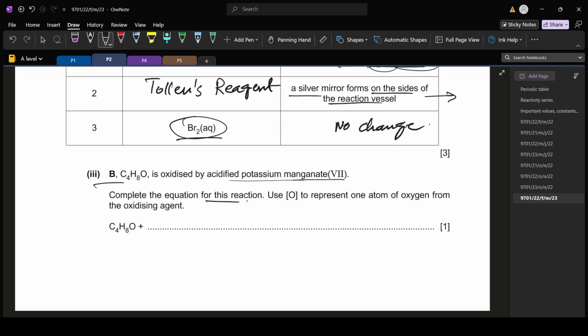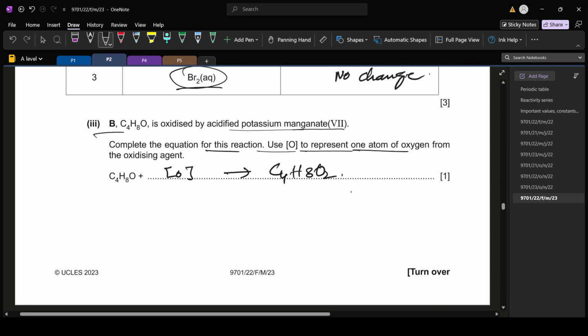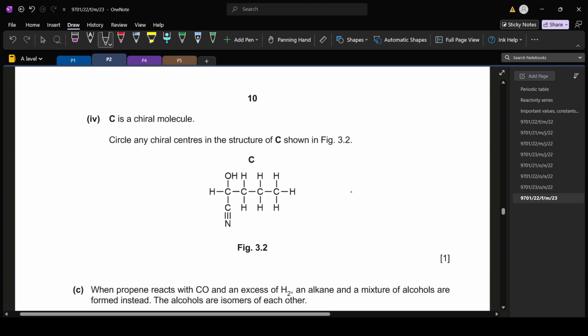Complete the equation for the reaction. Use O to represent one atom of oxygen from the oxidizing agent. So when this reacts with the oxidizing agent, it forms butanoic acid. Now moving towards the next part, part 4. C is a chiral molecule. Circle any chiral centers in the structure of C, shown in figure 3.2. So if you see, this is your chiral carbon.